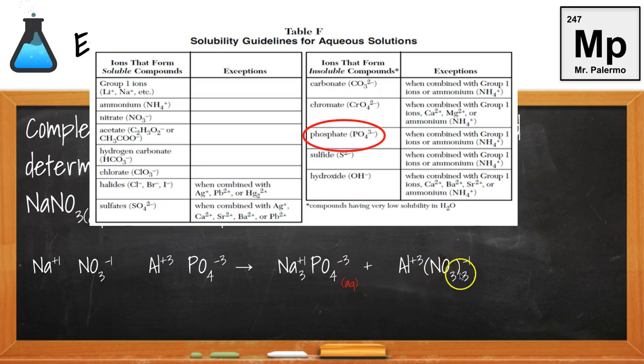And look up the next one here, NO3. All nitrates are soluble, no exception, so that's also aqueous. So actually, this reaction would not take place. And so we would not actually form these products. And so we would write no reaction.